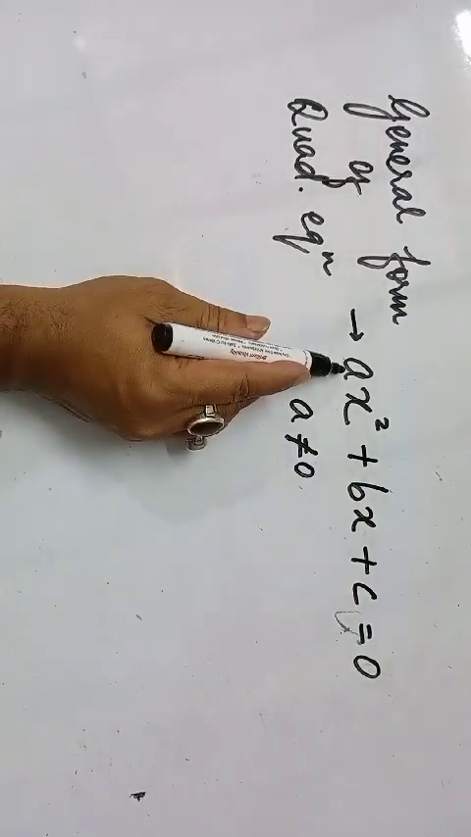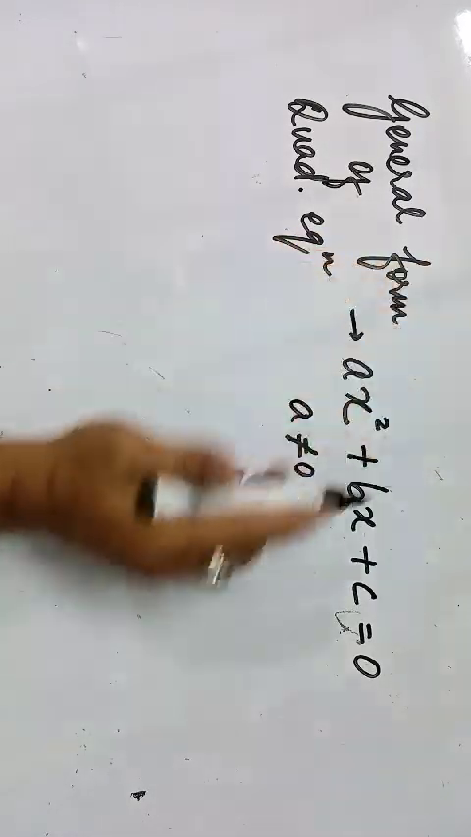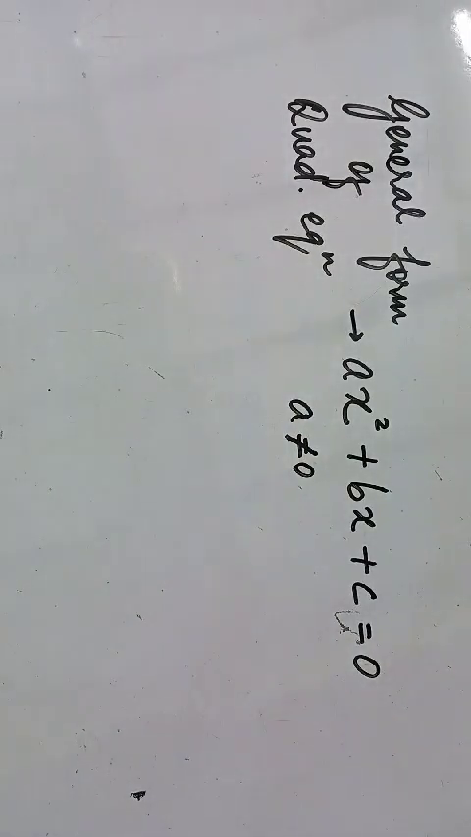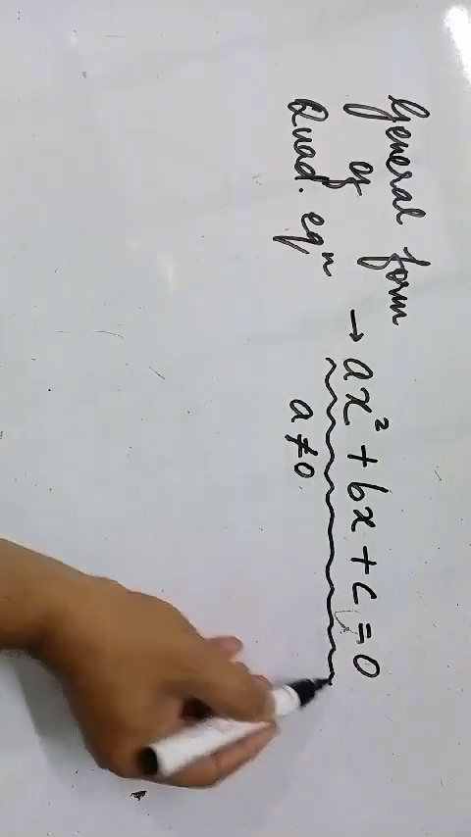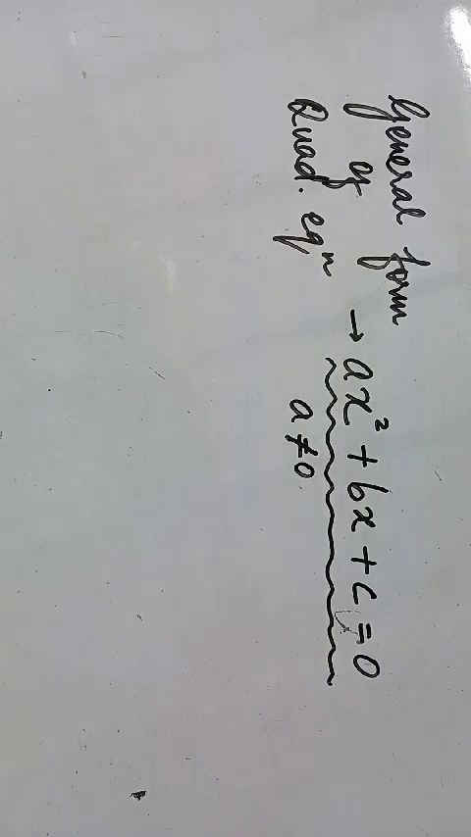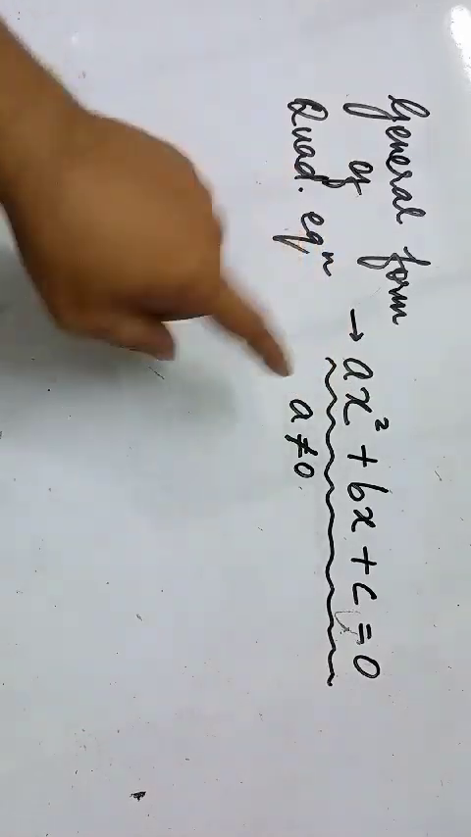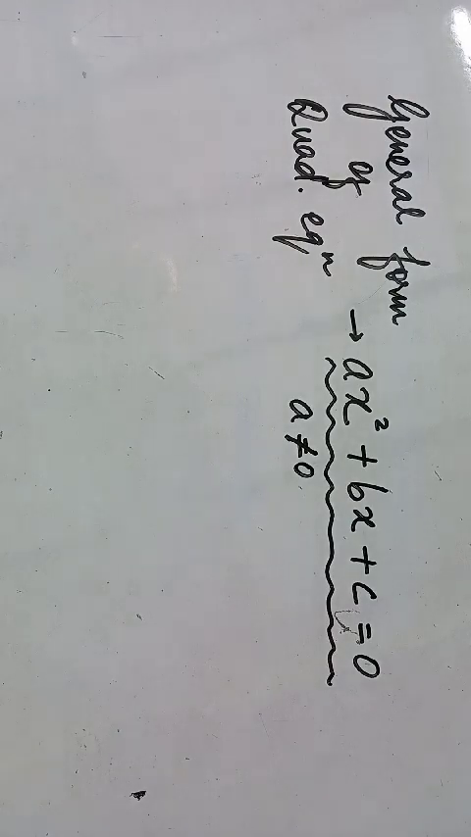0, because the moment a becomes 0, then 0 into x square will make this term disappear, and therefore you will be left with only bx plus c, which will then become a linear equation. Okay, so we all as mathematics students know that this is the general form of the quadratic equation, in which b and c can become 0, but a should never be 0, because you have to have an x square term, because x is your variable in this equation. Therefore you need to always have the x square term present in the equation.